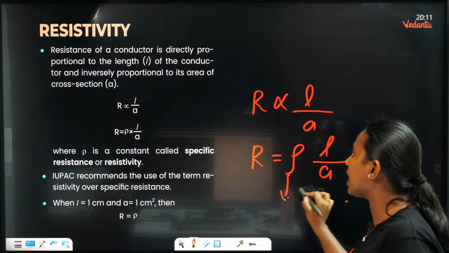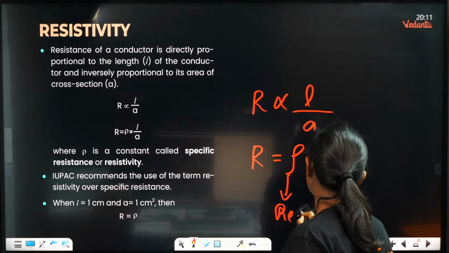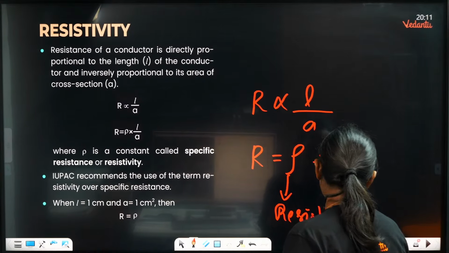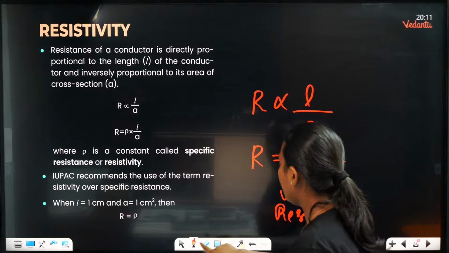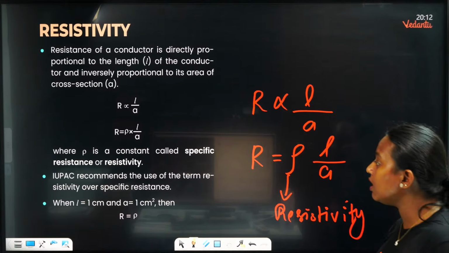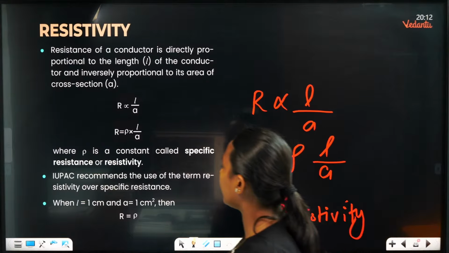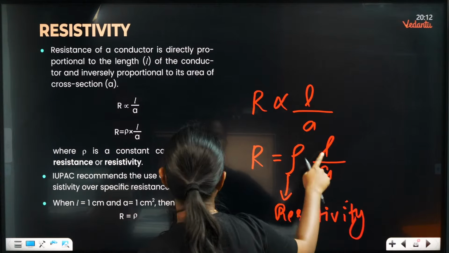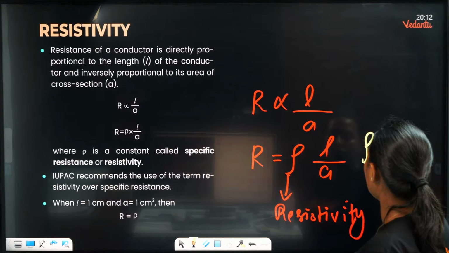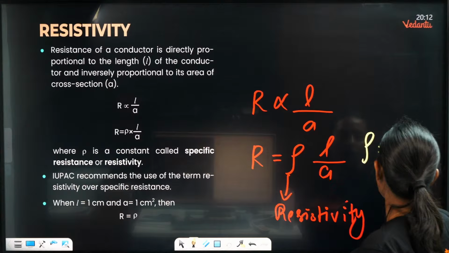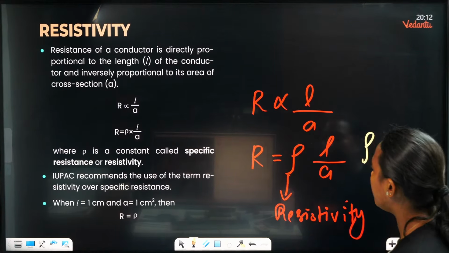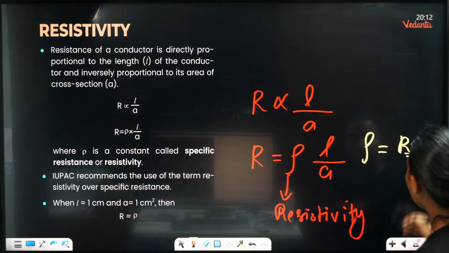Here the rho is actually resistivity. This rho is called resistivity. Clear? So what is the unit? Okay, so we know the unit of length. What is rho? Rho is equal to R into A by L. That is rho. Clear?